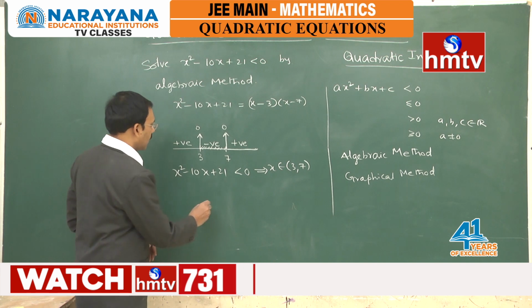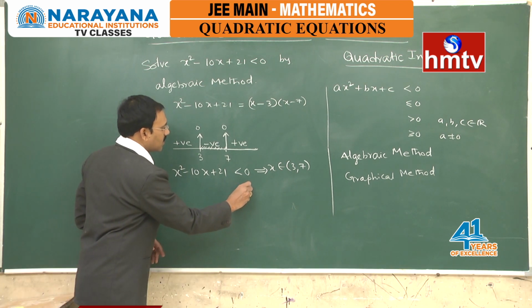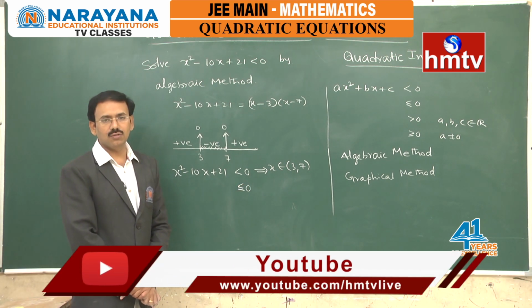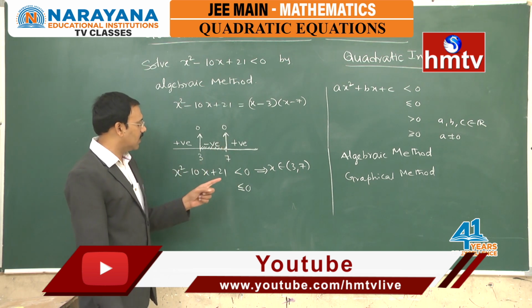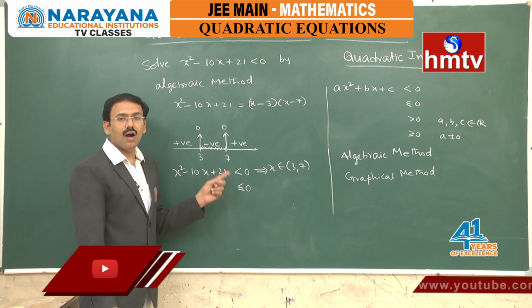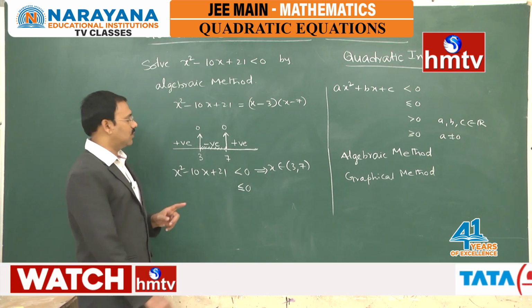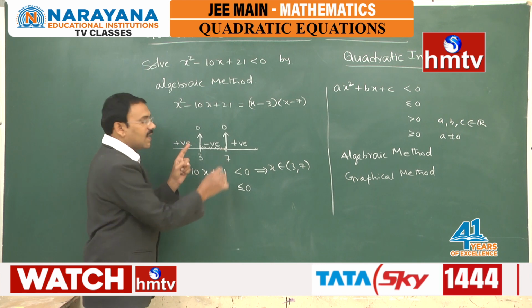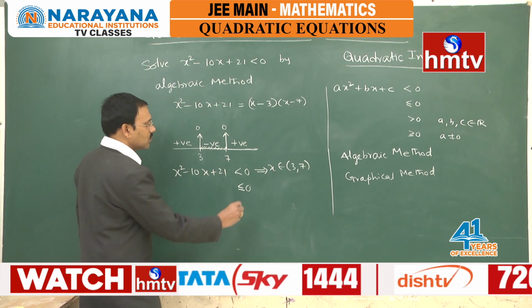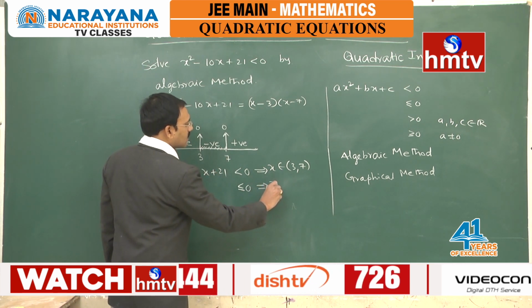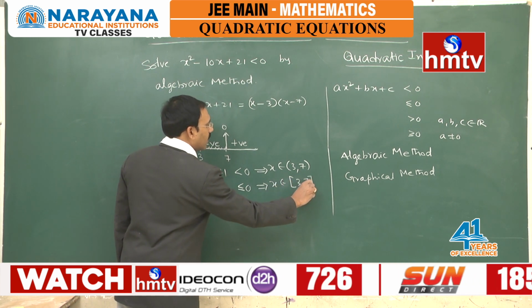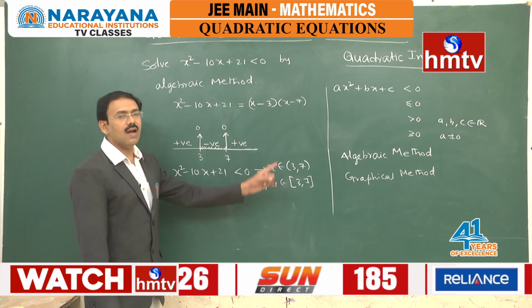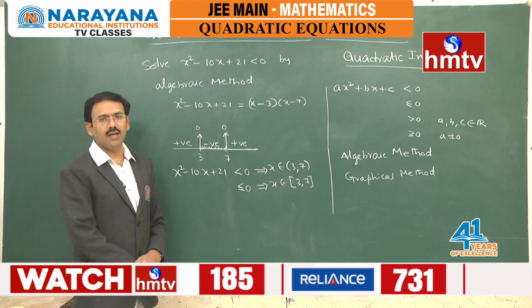Suppose we are given the same expression less than or equal to 0. That means we have to take the solution set where this is less than 0 or even equal to 0. It becomes equal to 0 at the numbers 3, 7. So, in that case we write the solution set as closed interval [3, 7]. That is, even 3 and 7 are also included.